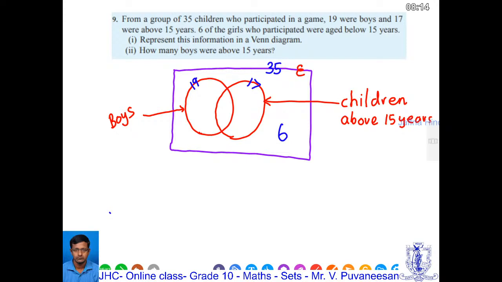How many boys are above 15 years? This is boys, this is above 15 years, so this region means boys who are above 15 years. Okay, the intersected region. That we have to find. What are the other data given? Altogether 35.